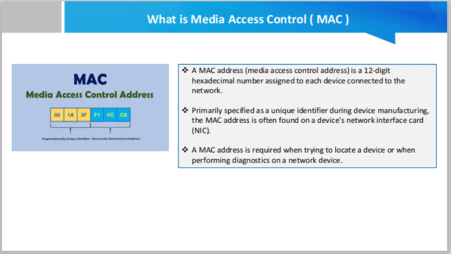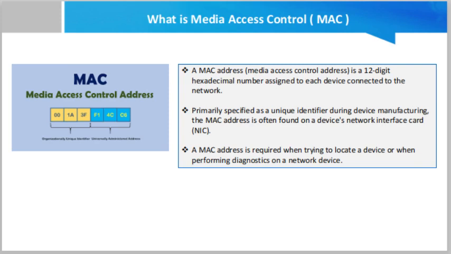Friend, a MAC address, a media access control address, is a 12-digit hexadecimal number assigned to each device connected to the network. Primarily specified as a unique identifier during device manufacturing, the MAC address is often found on a device's network interface card (NIC). A MAC address is required when trying to locate a device or when performing diagnostics on a network device. The MAC address belongs to the data link layer of the Open System Interconnection model, which encapsulates the MAC address of the source and the destination in the header of each data frame to ensure node-to-node communication.